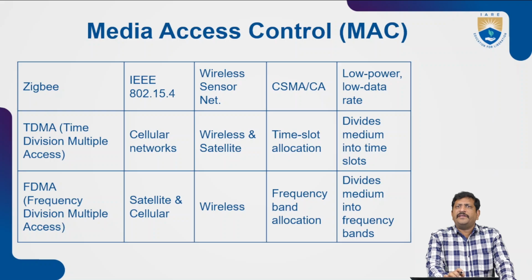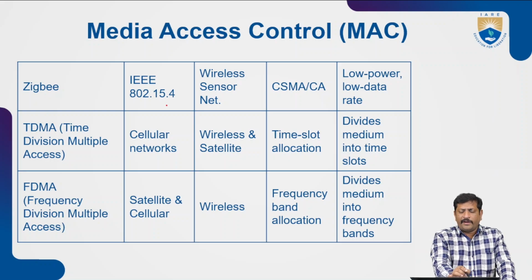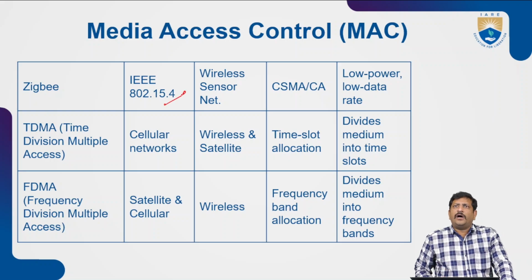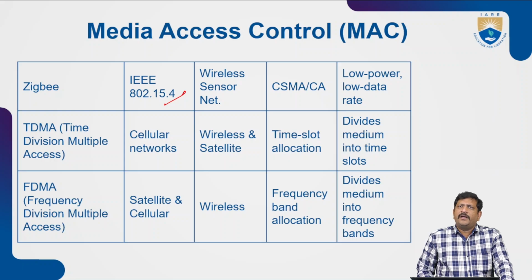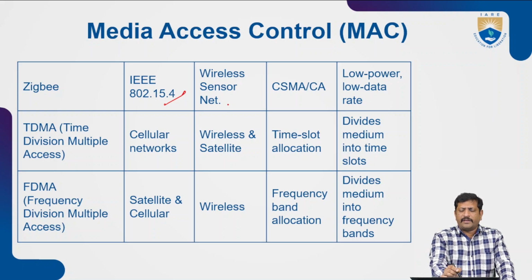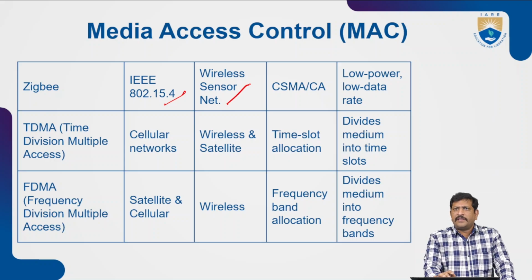Zigbee protocol: the standard is IEEE 802.15.4. This is the standardization of Zigbee. The network type is a wireless sensor network, and the accessing method is CSMA/CA. By using these protocols, access can be done. The features are low power and low data rate.